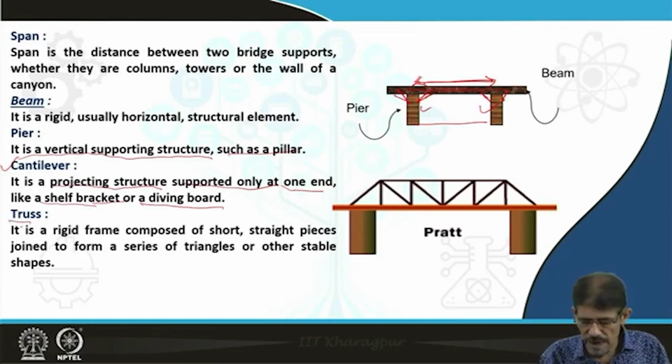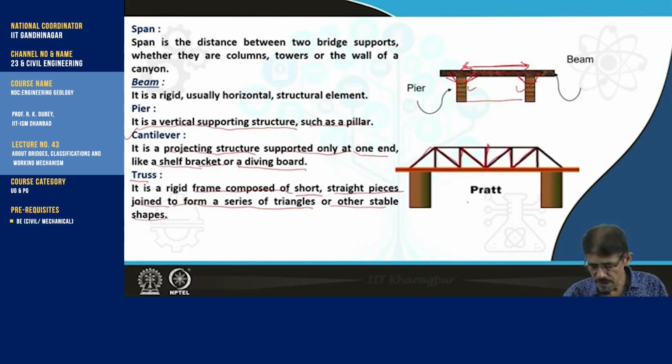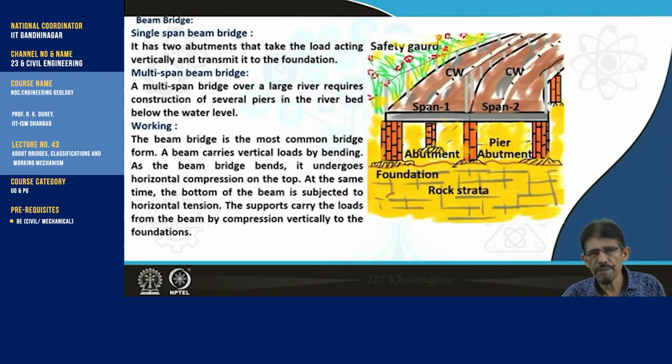Truss, another structure. It is a rigid frame composed of short straight pieces of jointed iron to form a series of triangles or other stable shapes, and generally made up of steel. So this type of truss is also utilized as a component of a bridge. First we are going to discuss the beam bridge.